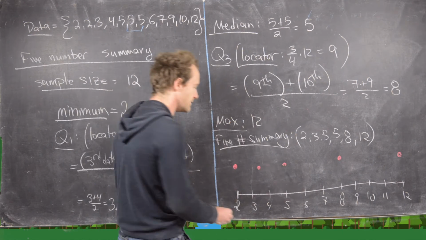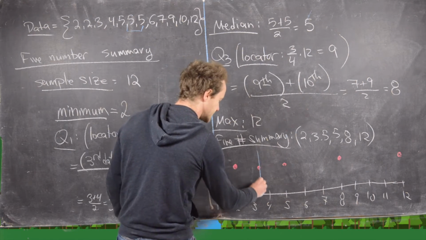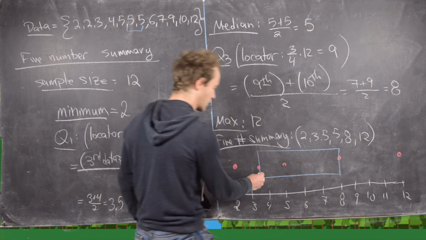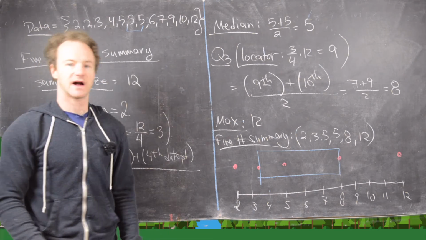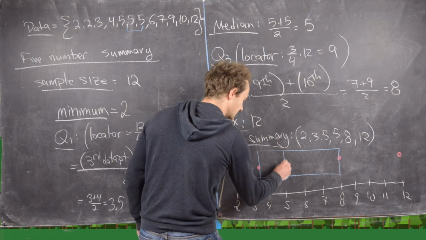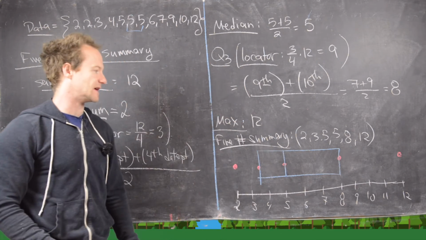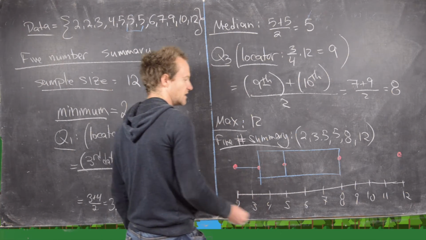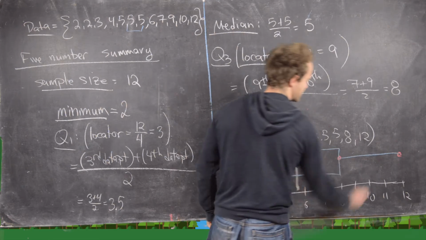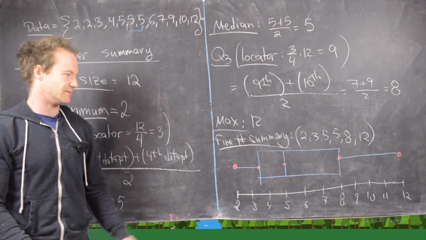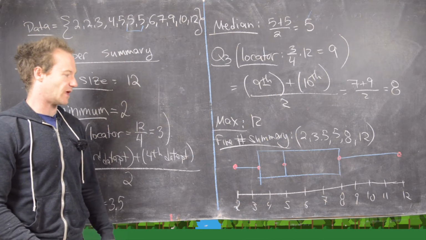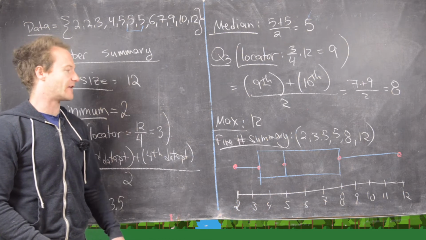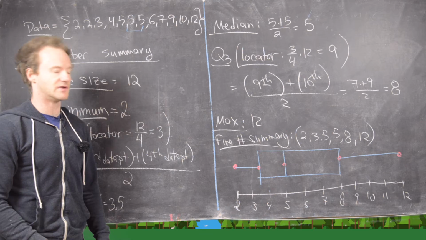Then we make a box starting at the first quartile, ending at the third quartile. So there's our box. And then we put a vertical line inside that box at the median. And then finally, we add these things which are called whiskers from the third quartile to the maximum and the first quartile to the minimum. So there's our box plot for this 5-number summary. So again, that's just a graphical way of seeing the 5-number summary.